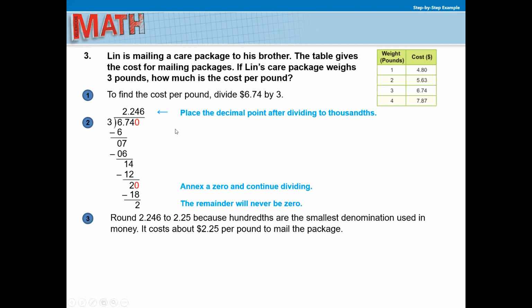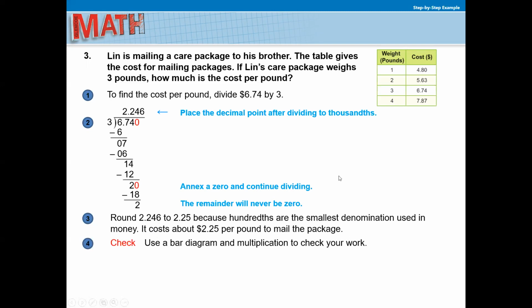Round 2 and 246 thousandths to 2 and 25 hundredths, because hundredths are the smallest denomination used in money. There's no such thing as a thousandths of a dollar. It costs about $2.25 per pound to mail the package. So they just had to round off right there, but they still use the word about.